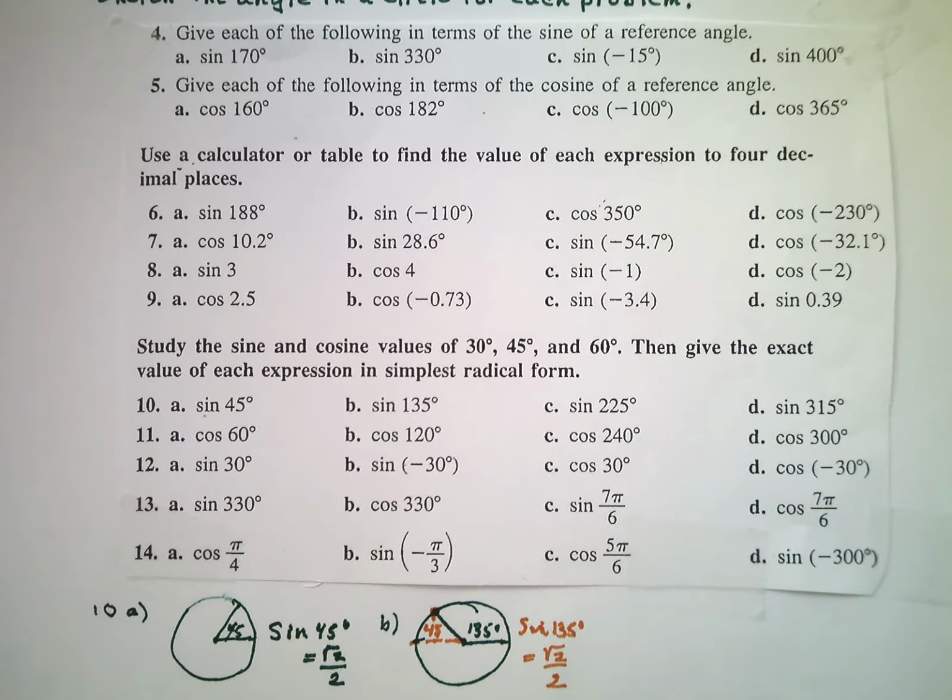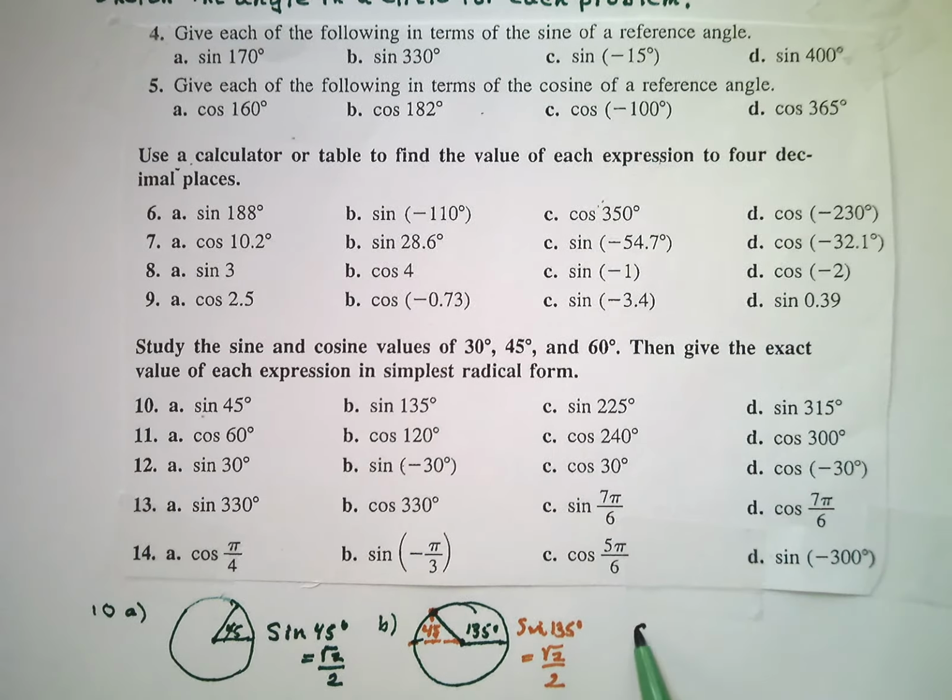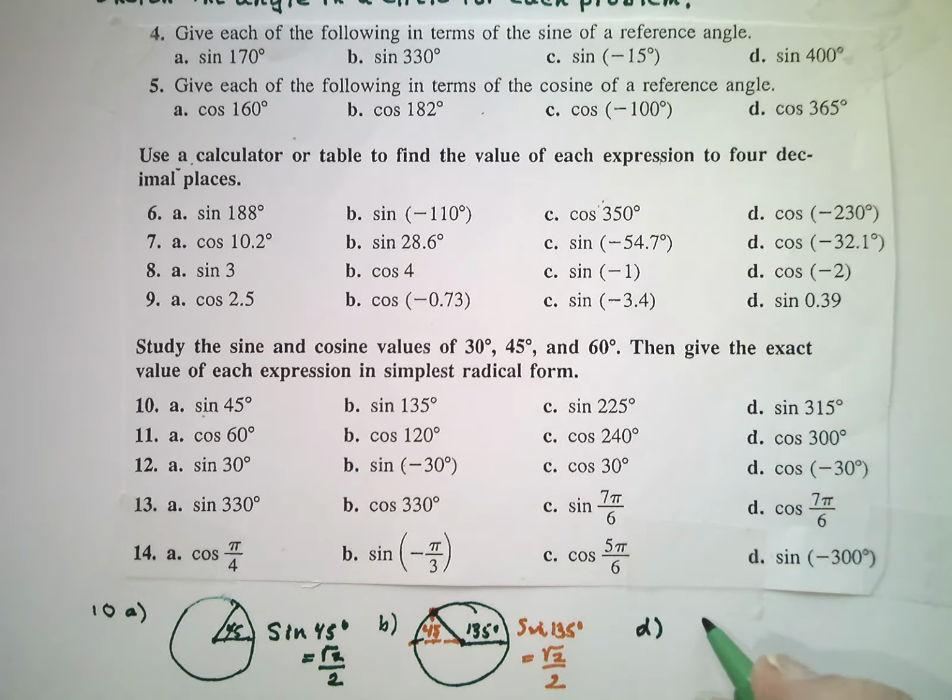I'm just going to skip to D because I'm running out of space to draw my circles. Sine of 315.